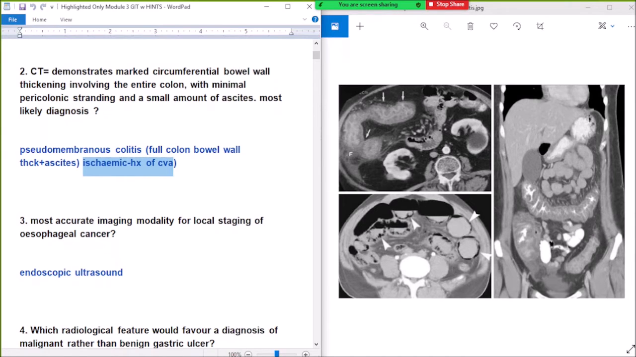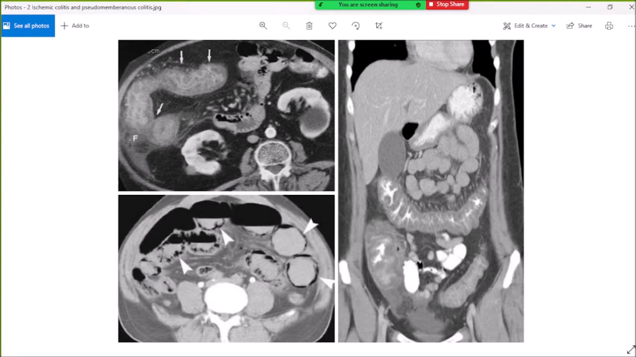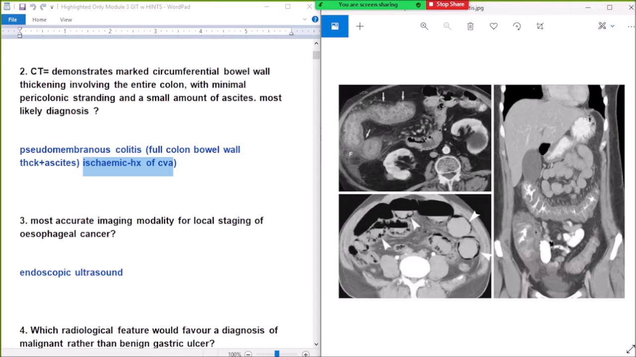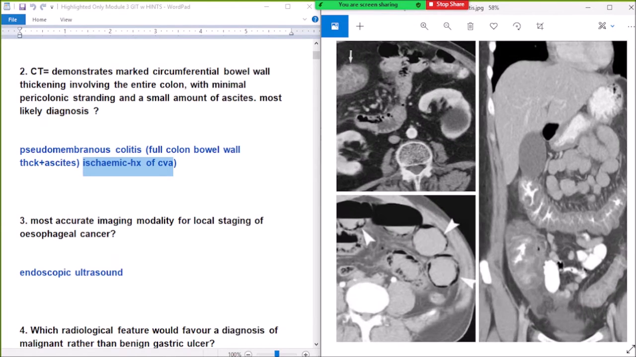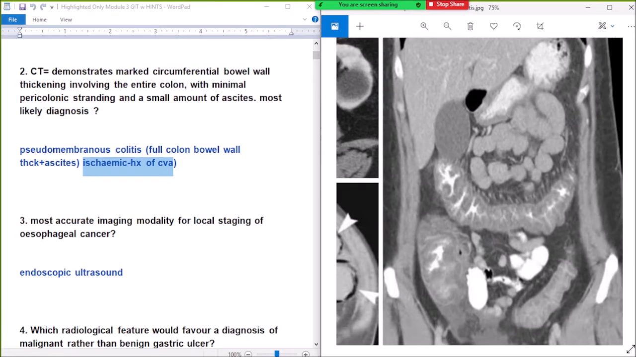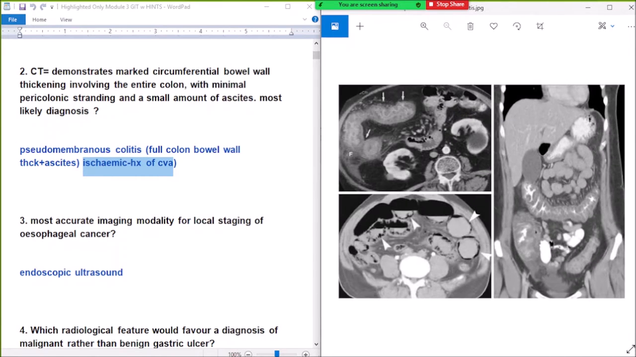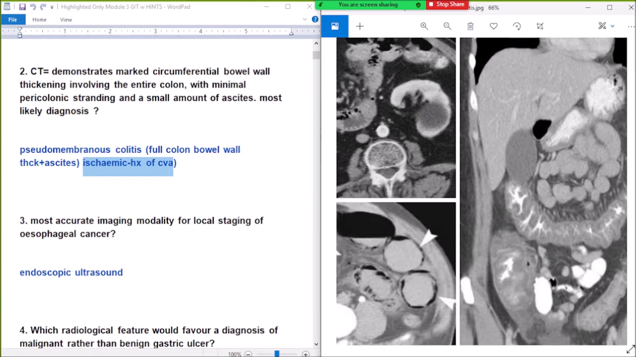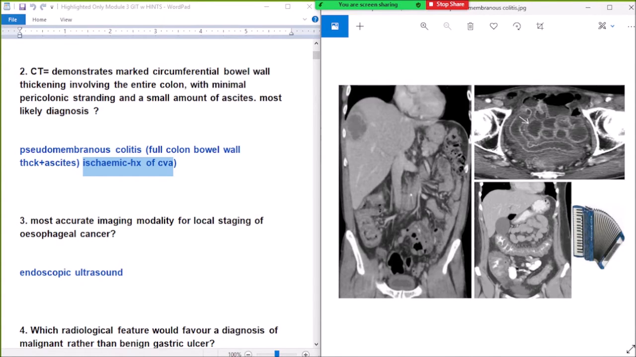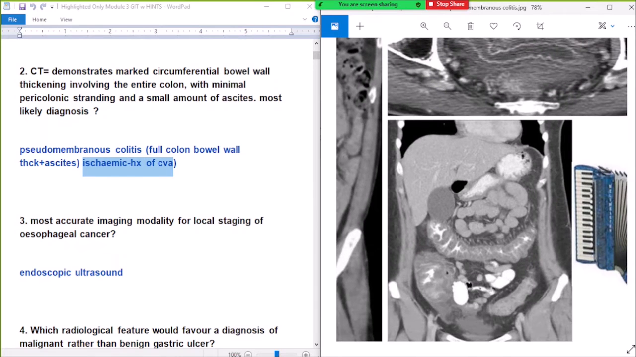And this also, they are saying that this is pseudomembranous colitis. This one, this is pseudomembranous colitis. This is ischemic colitis. Now we'll list pseudomembranous colitis. CT scan demonstrates marked circumferential bowel wall thickening involving the entire colon, and there may be ascites, minimal ascites, and pericolonic fat stranding. These are also pseudomembranous colitis.